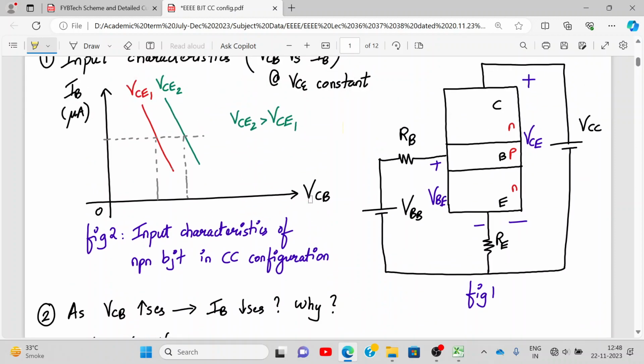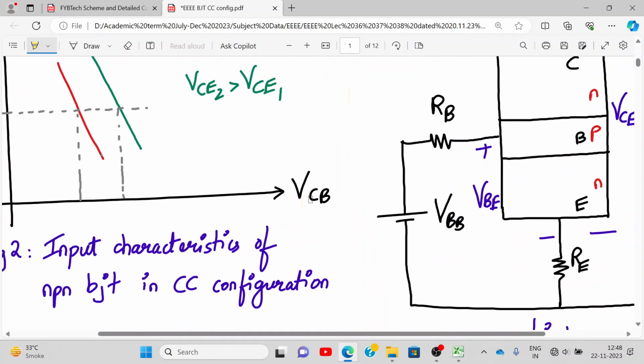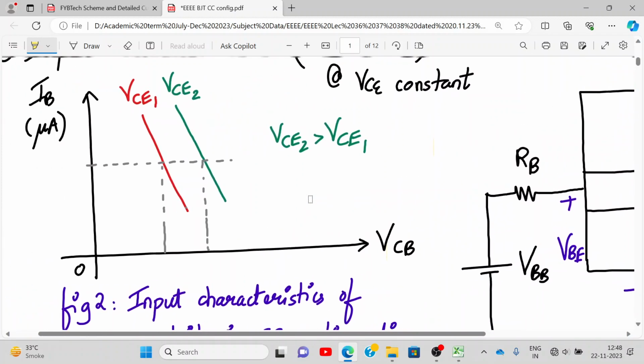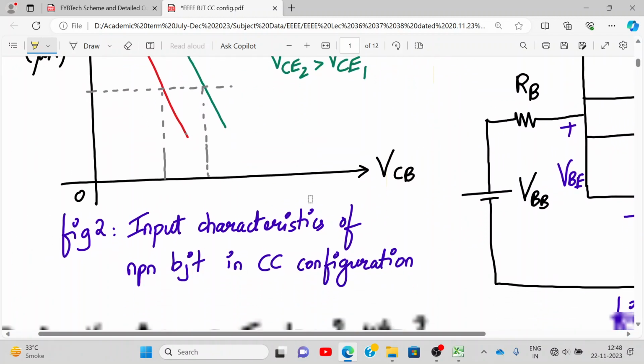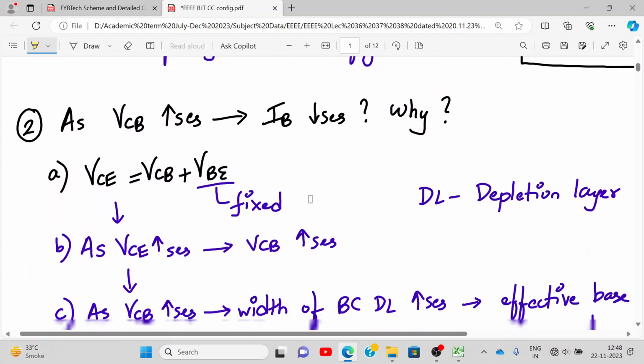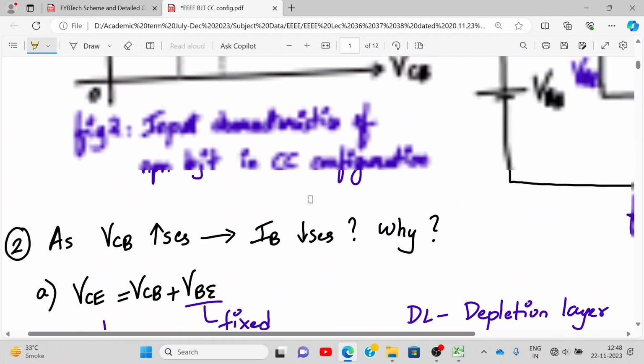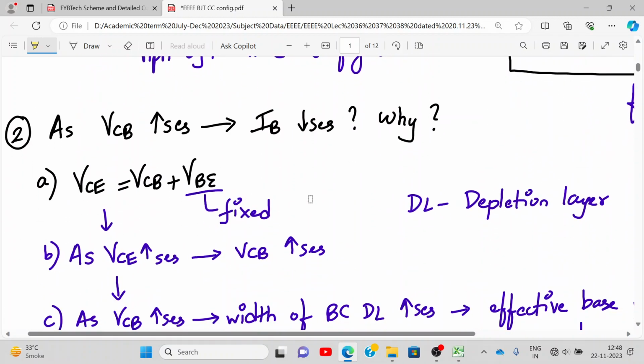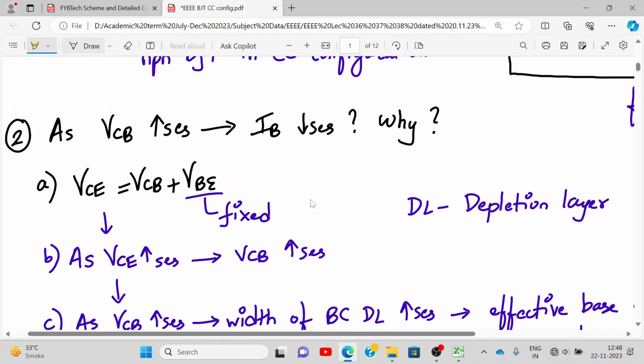Okay, can I start now? Explanation. The question is, can you see that as I increase the value of VCB voltage, my IB is going down, reducing? We have to answer why. So listen carefully. VCE is VCB plus VBE. Yes or no? So VBE is normally fixed. Why is VBE fixed?